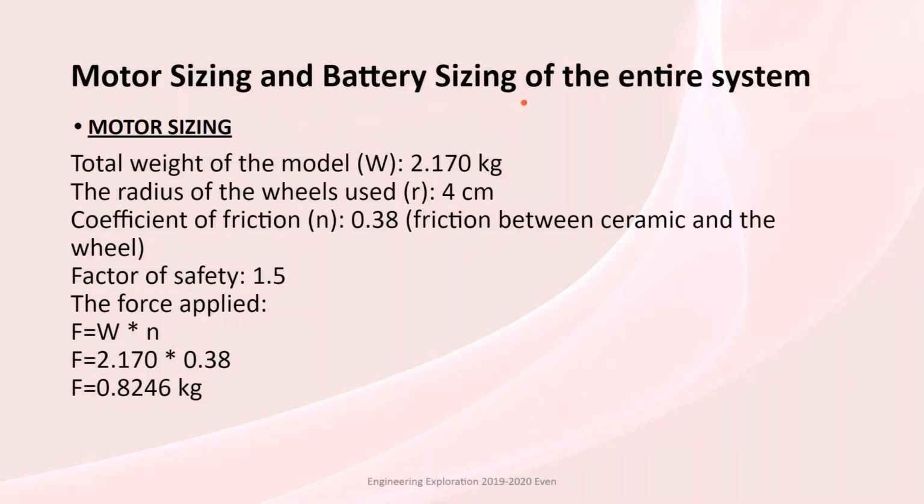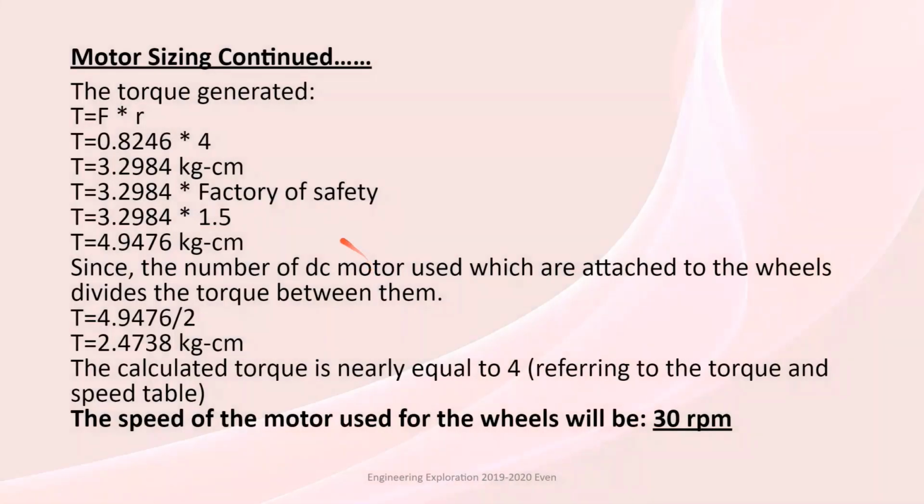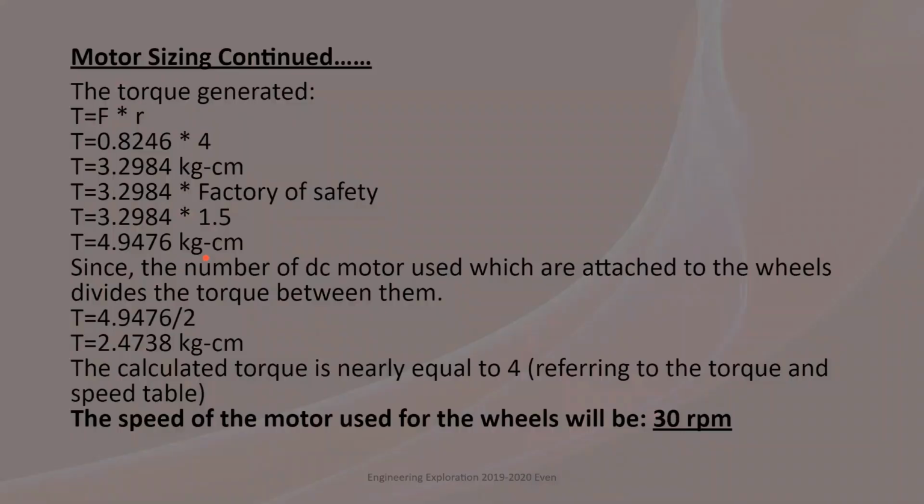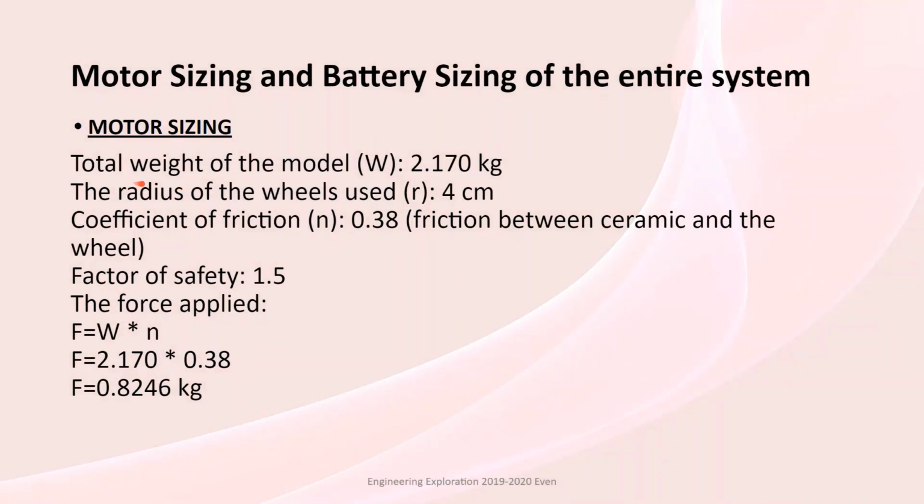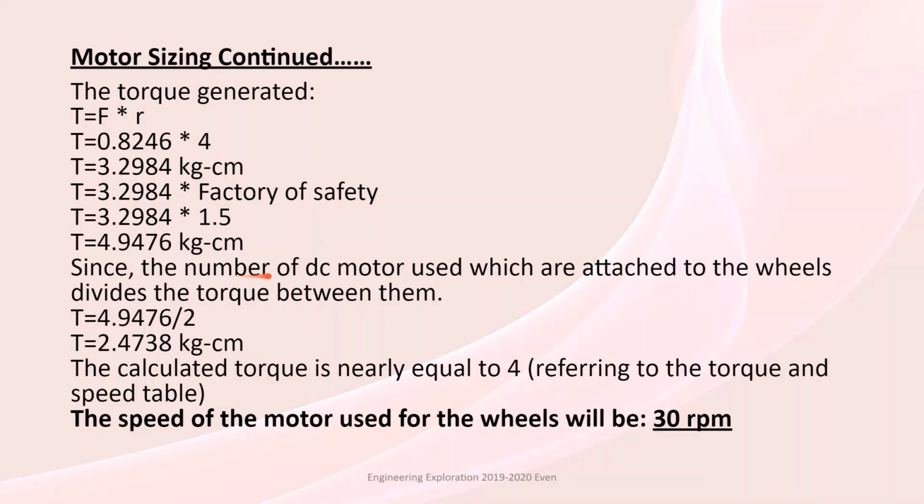Motor sizing and battery sizing. Motor sizing: to calculate the speed of the motor, we first calculate the torque, and the torque has to be divided by the total number of DC motors because the torque gets equally divided among them. Hence, the speed of the motor depends on the total weight of the model, the radius of the wheel used, and the number of DC motors used. By calculating all these, we obtain the speed of the motor as 30 RPM.